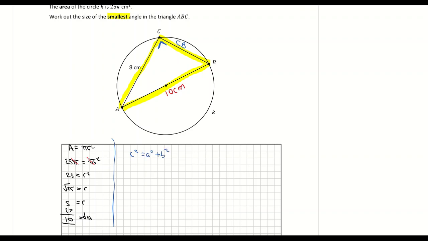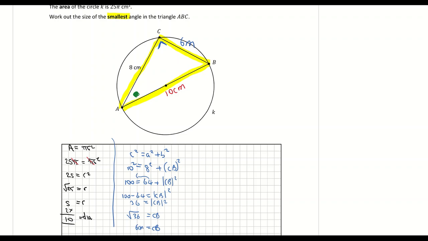c is always the side across from the 90, so that's the 10. So I have 10 squared is equal to a squared plus b squared. The a and the b doesn't matter which one you want to call them, so I'm going to go like this. So that's giving me 100 is equal to 64 plus CB squared. I'm going to subtract the 64, so that's 100 subtract 64 is equal to CB squared, which is giving me 36 is equal to CB squared. And then to get CB on its own, I get the square root of 36, which is 6 centimeters. So I've just proved the length of CB is 6 centimeters, and that means, yes, the angle across from the shortest length is the smallest angle. So I've just proved that fact.